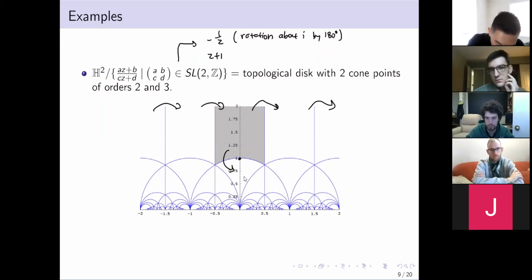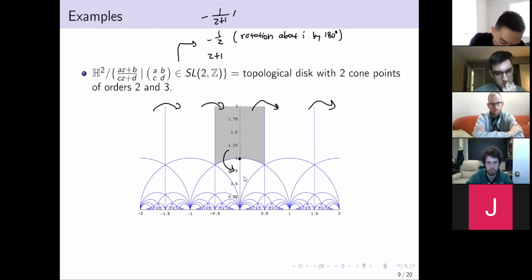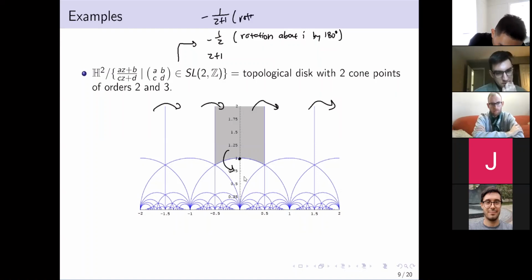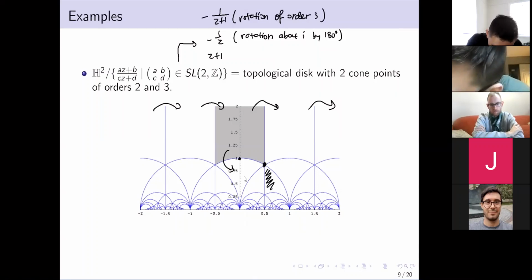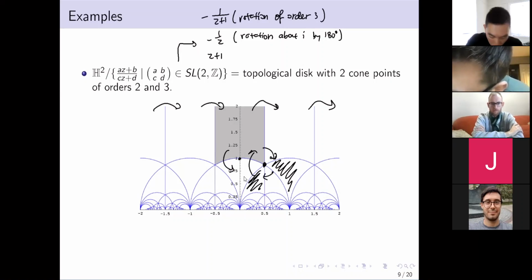Okay. And then another one, this is not really a generator. This is the composition of these two, which is -1 over z+1. This, in fact, will be a rotation of order 3. About what point? About this point, actually. So this gray region will get mapped to here. No, my bad, not there. To here. And then it will get rotated again to here, and then come back. Okay.